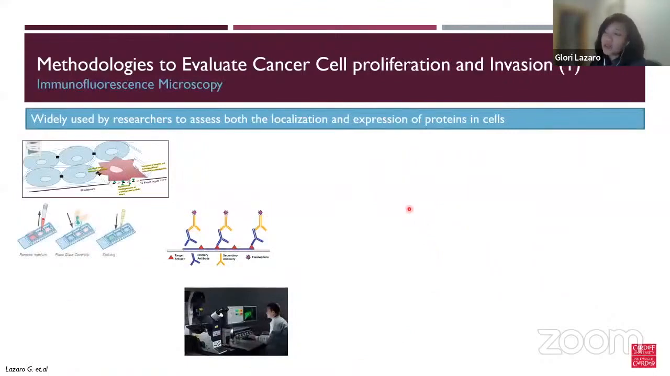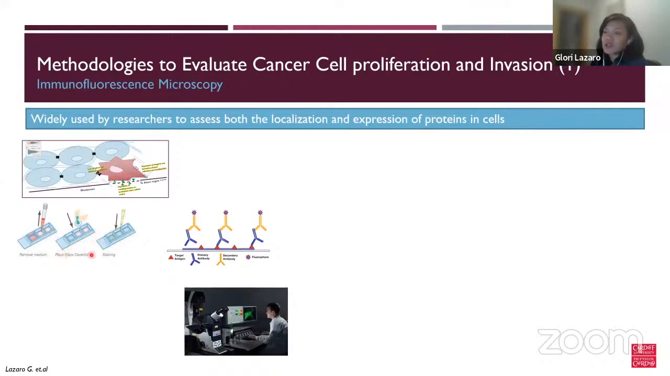Another technique we use is immunofluorescence microscopy. And so this is widely used to assess both localization. So saan, where in the cell the proteins are, and how much they are, how much they're being expressed. So here, I guess, if you remember the picture I showed earlier, yung migrating cell.